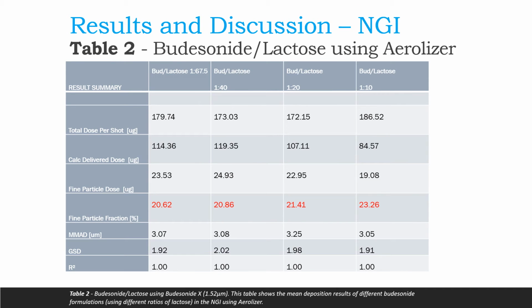Moving on to the budesonide and lactose mixtures in the same ratios, again a similar trend can be seen. The 1 to 10 ratio showed a 23.26% fine particle fraction compared to the 20.62% fine particle fraction for the 1 to 67.5 ratio. This means that the 1 to 10 ratio for both budesonide lactose and budesonide mannitol showed the highest fine particle fraction when using the Aerolizer inhaler.